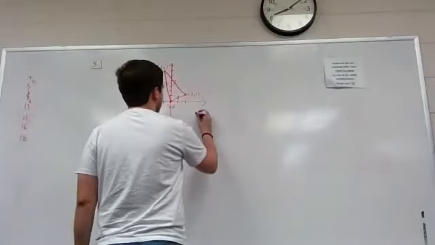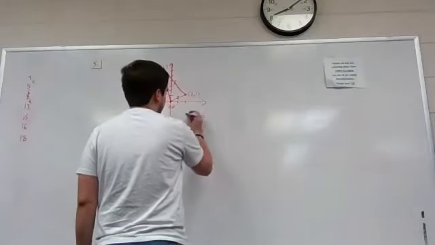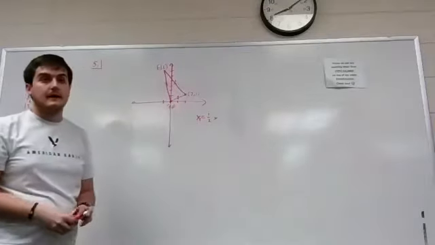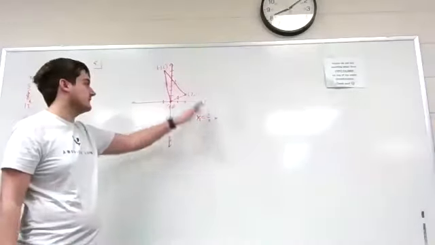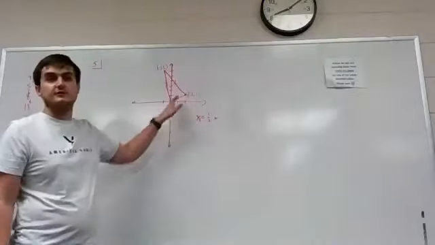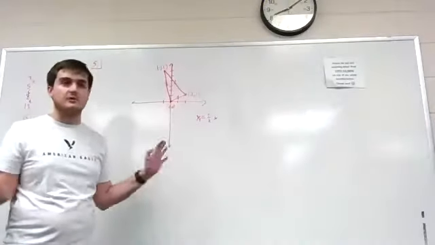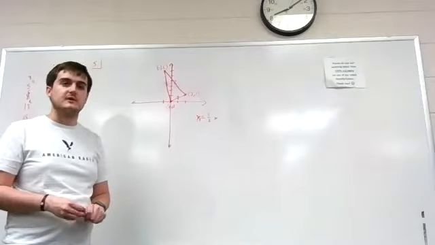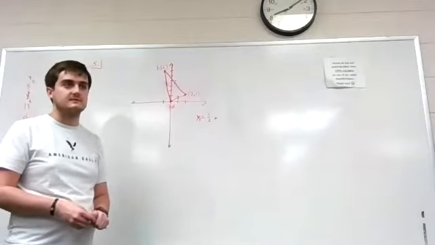Actually, y1 is going to be 1/2 x. The reason is you do 1 minus 0 over 2 minus 0, so the slope is 1/2. Then y minus y1 equals m times x minus x1.